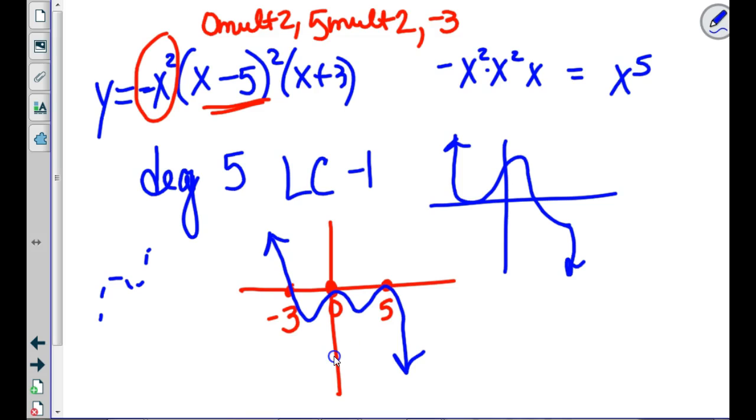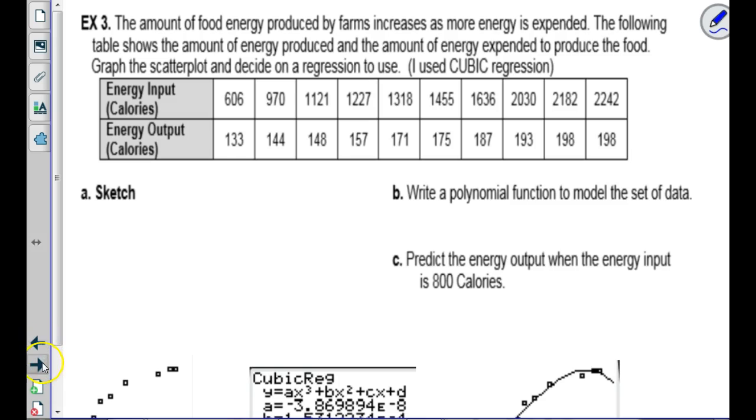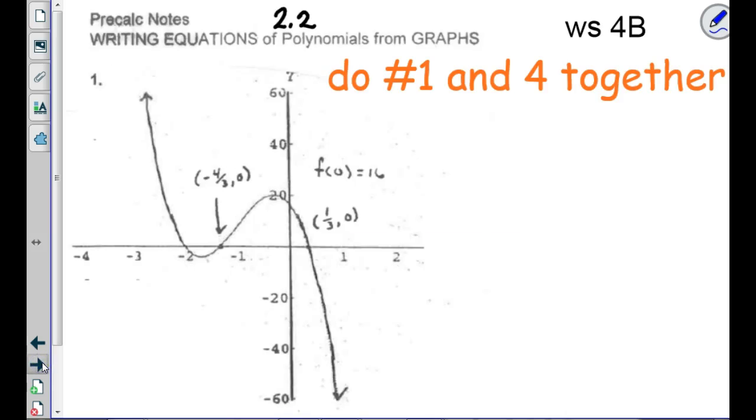Okay, we did all of that in 2.2, right? And then yesterday, what else did we talk? Oh, yesterday we did the regression stuff, right? Okay, so there's a lot in 2.2. This is the next concept, which is actually writing the equation. So on worksheet 4B, we're going to do number 1 together.